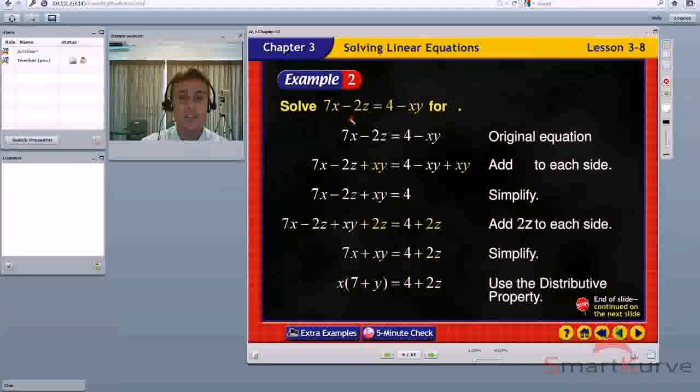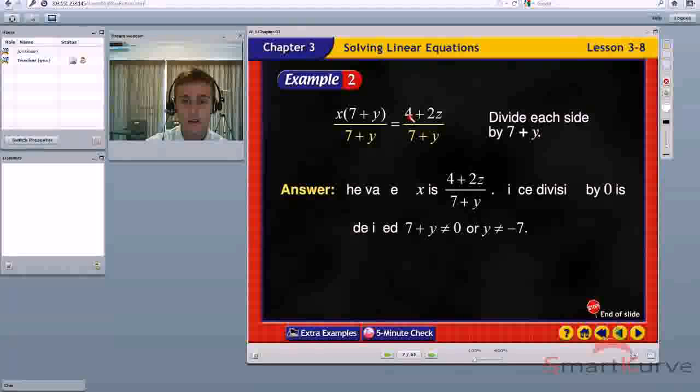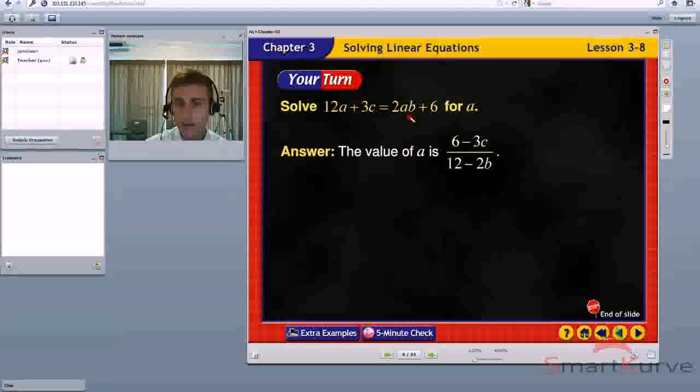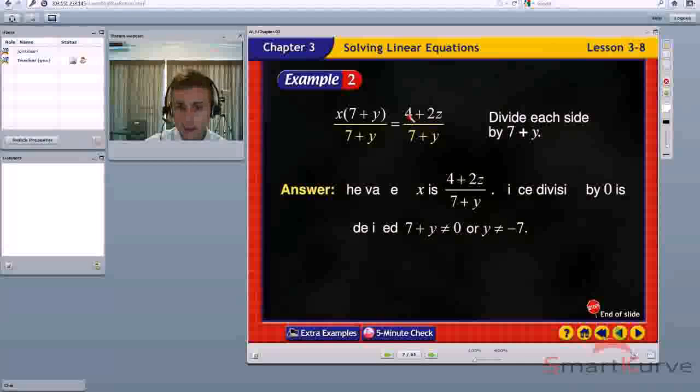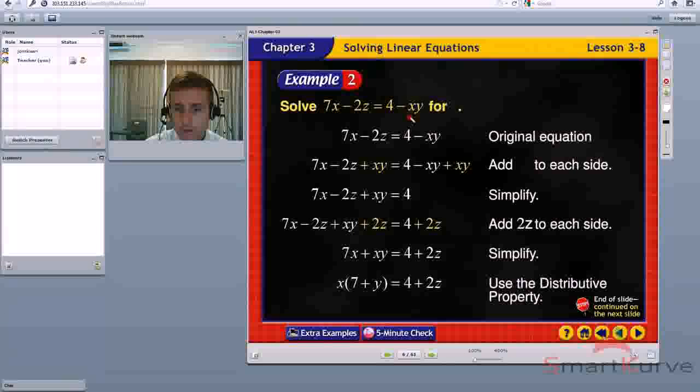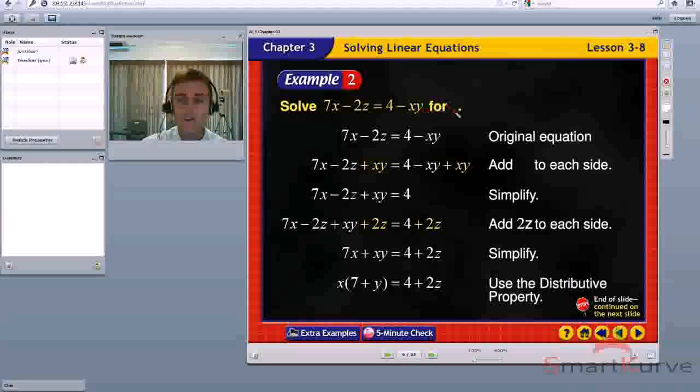7x minus 2z equals 4 minus xy. Distributive property. Okay, so if we have solve... Okay, this is an incorrect slide.